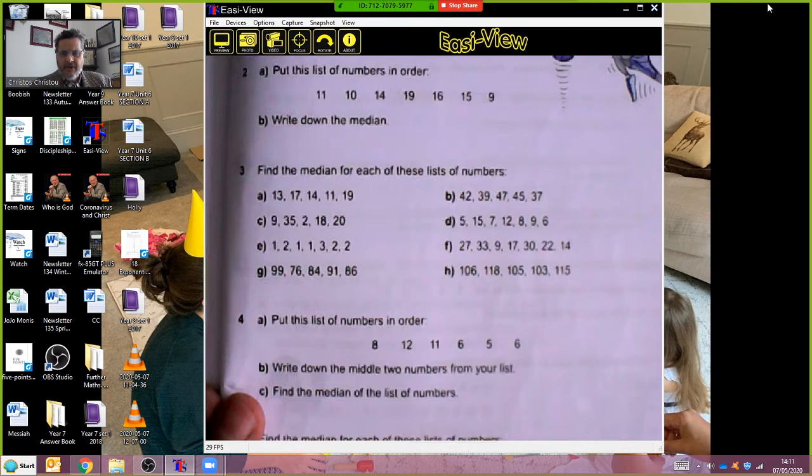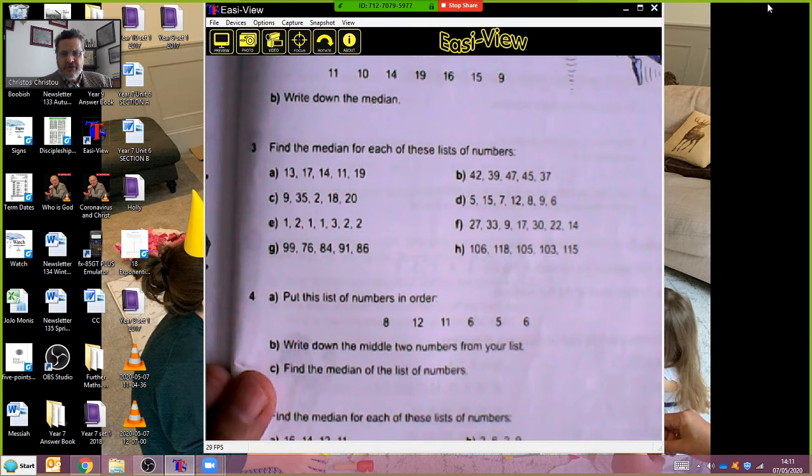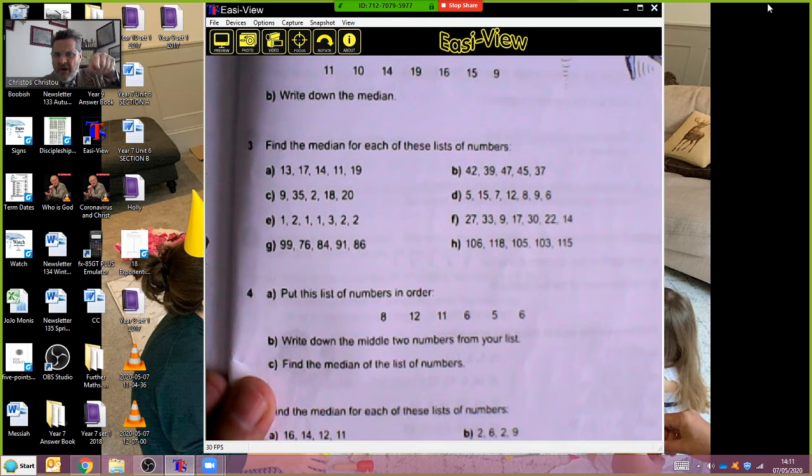Okay, now for question 3, you may recall all these are an odd number in the list. There's an odd number of them, which means it's easy to find the middle one. You just find the one right in the middle. So in this case, there are 5 numbers. There'll be 2 smaller numbers, 2 bigger numbers, and the number in the middle. It's important you order it first.